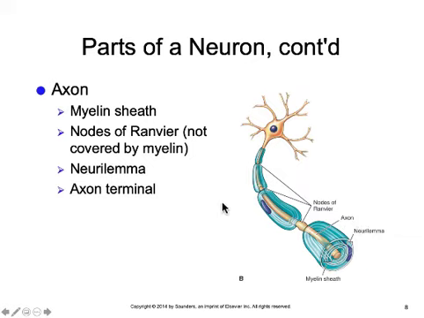The neurolemma is simply the outer sheath of Schwann cells that forms this little tube, the myelin sheath, which can help in peripheral nerves to regenerate the axon if it's clipped or damaged.